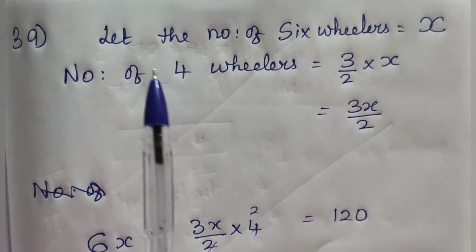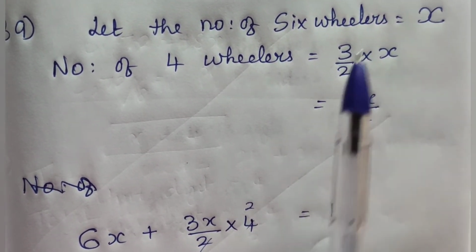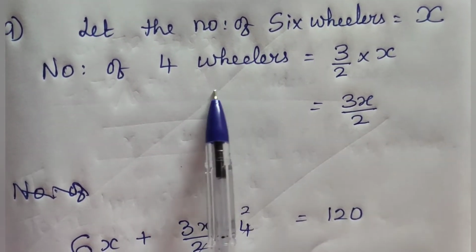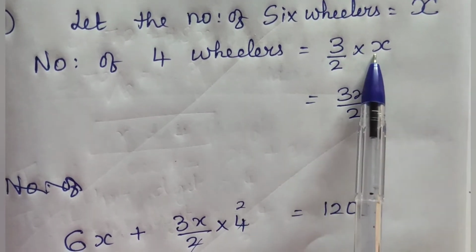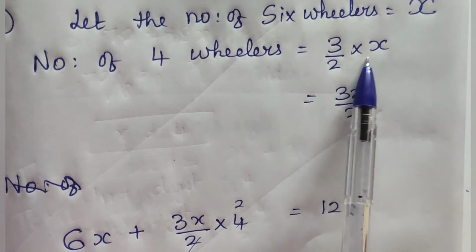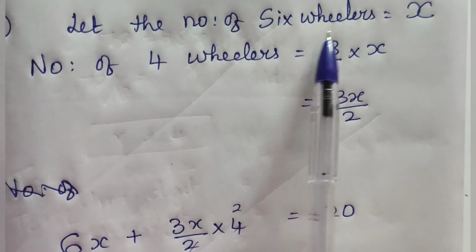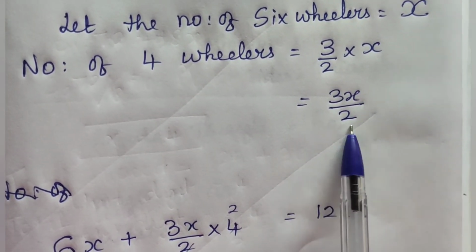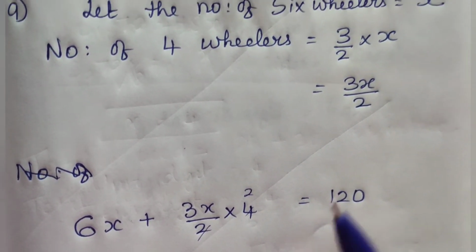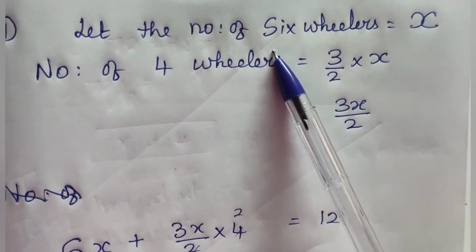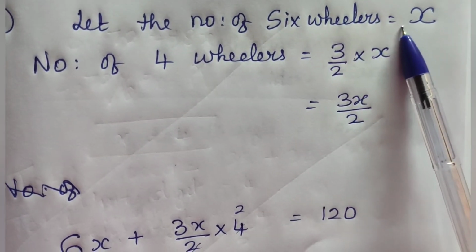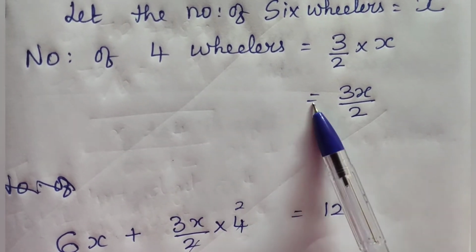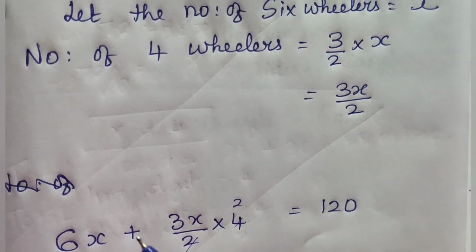Let the number of 6-wheelers be x. The number of 4-wheelers is 3 by 2 times the 6-wheelers, so 3 by 2 into x, 3x by 2. Let us find the number of wheels. 6-wheelers have 6 wheels, so the total is 6 into x. 4-wheelers have 4 wheels, so the total is 4 into 3x by 2.